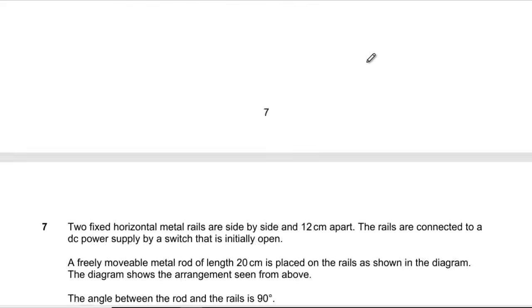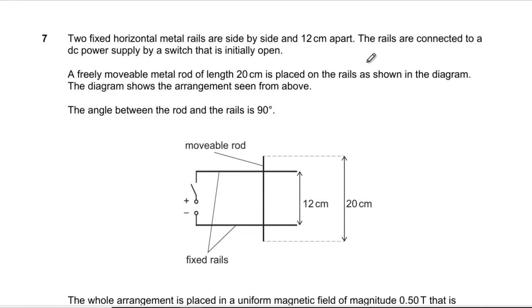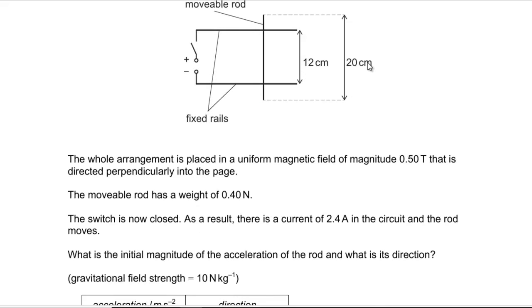Okay, and question 7. 2 fixed horizontal metal rails side by side 12 centimeters apart, so it's in the picture. Rails are connected, DC in the picture. Movable metal rod 20 centimeters placed on the rails, and we've got a 90-degree angle. Right, so that's all in the picture. Whole arrangement is placed in a uniform magnetic field of magnitude half a Tesla directed perpendicularly into the page. Right, so we've got that.